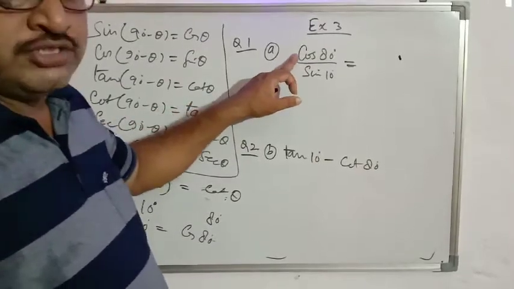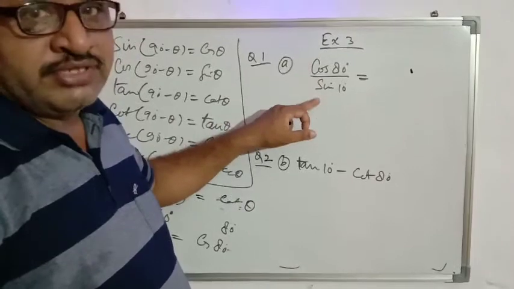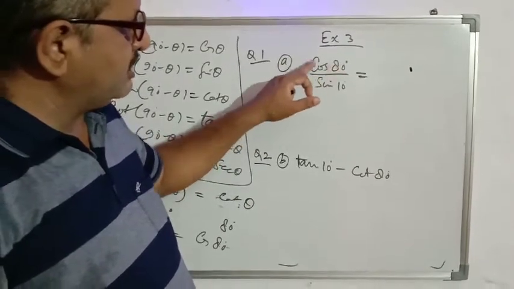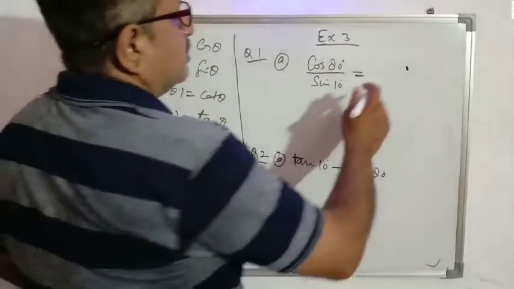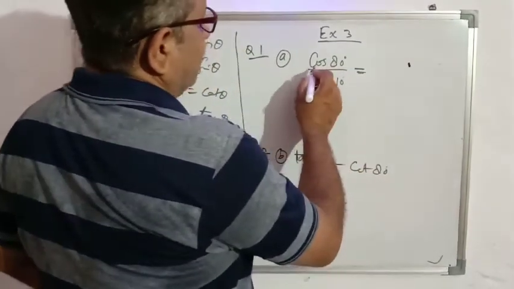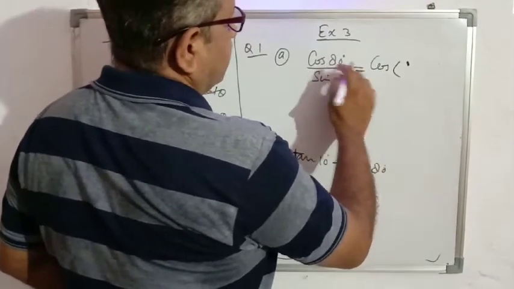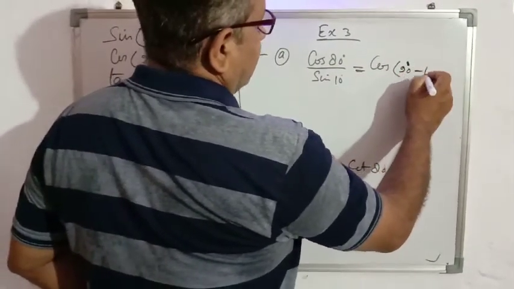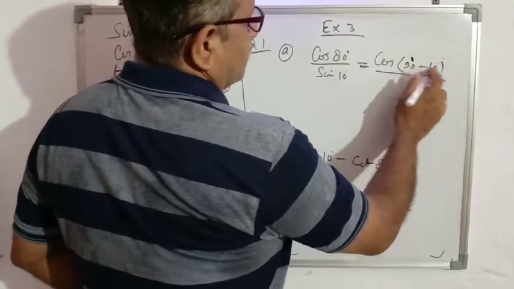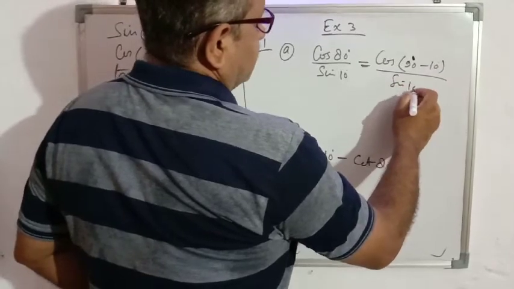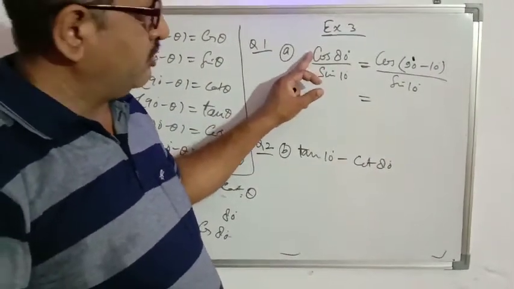One trigonometric ratio given is cos, the other is sin. So we will change one of them. Either change cos 80 into sin, or change sin 10 into cos. I am going to change the cos. In place of 80 we will write 90 minus 10, because we know that 90 minus 10 is 80. So cos 90 minus 10 upon sin 10. We will change only one of them, not both.